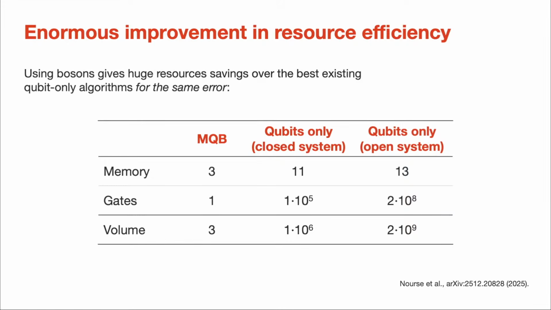So the number of qubits is about 11. If you want to simulate an open system, it's even more. But where the real kicker is, is in terms of the number of gates. If you're trying to discretize a continuous degree of freedom into qubits, then you start getting these different types of complicated calculations that you have to do.